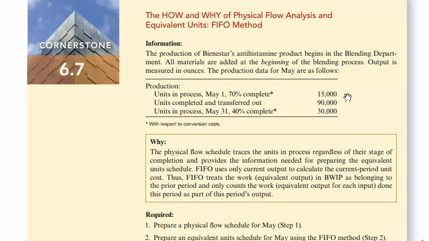So, to summarize, we started off with 70% complete units with respect to conversion costs. Now, since materials are added at the beginning, the material costs are 100% included once they get there, okay? 90,000 were completed and moved out, and at the end we had 30,000 left in inventory, 40% complete with respect to conversion cost. Again, the ending inventory is 100% complete with respect to material cost because all the material is added at the beginning of that process.